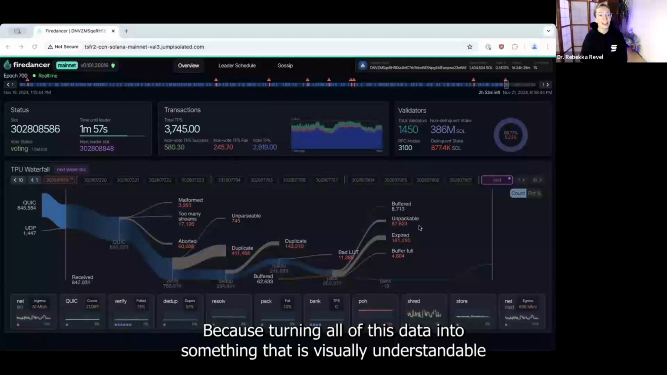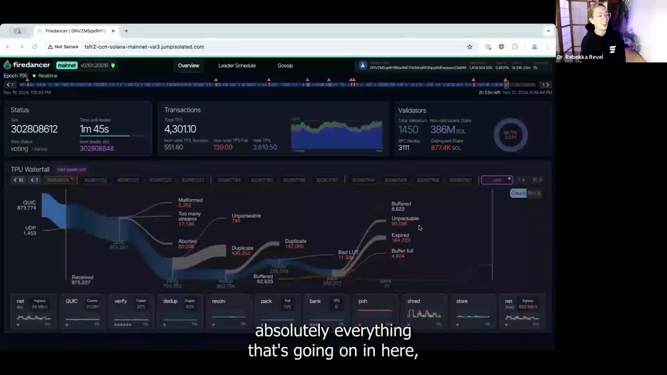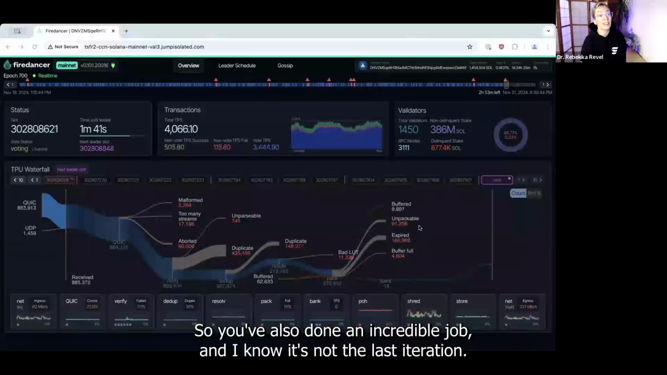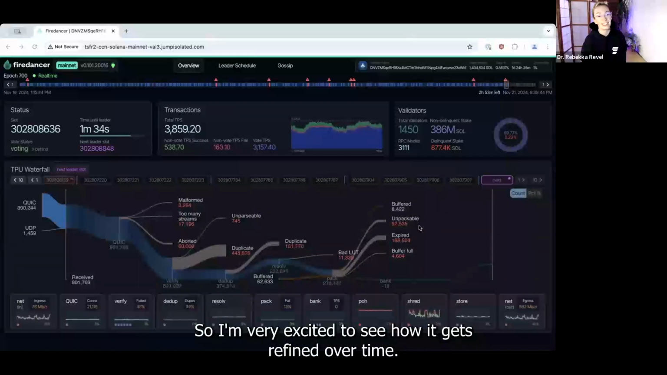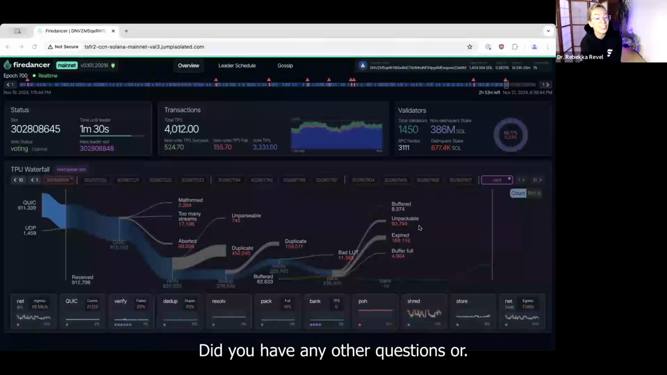Absolutely, because turning all of this data into something that is visually understandable and has that logical flow, especially for people that might not know absolutely everything that's going on in here but still have a general understanding, is hard. You've done an incredible job, and I know it's not the last iteration, so I'm very excited to see how it gets refined over time. Matthias, did you have any other questions?